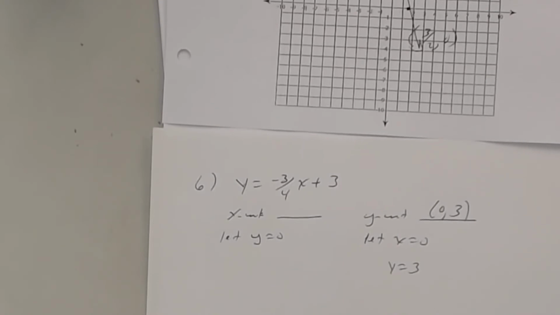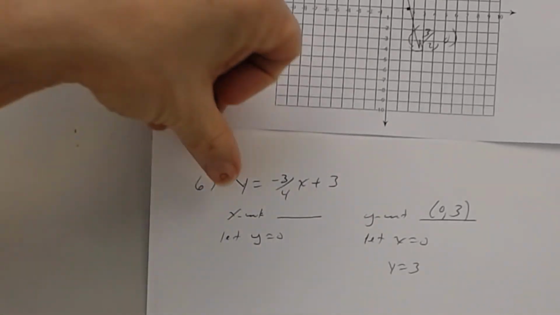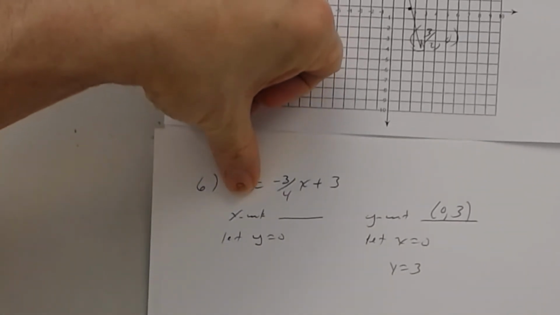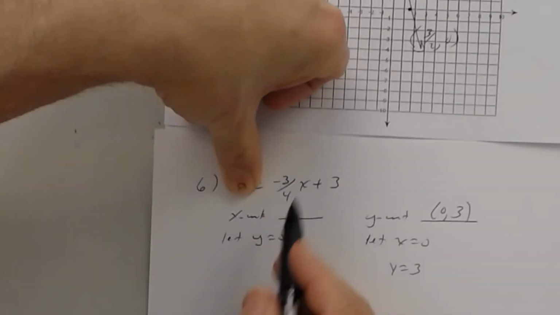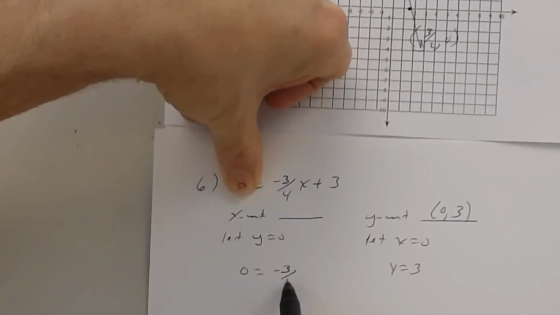All right, so let's talk about the x-intercept. Now you've got to listen carefully to our process. If I let y equal 0, this term is 0, right? So I get 0 equals -3/4 x plus 3. Y'all agree?